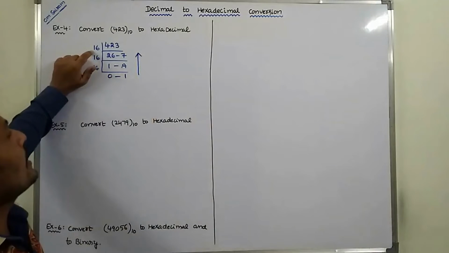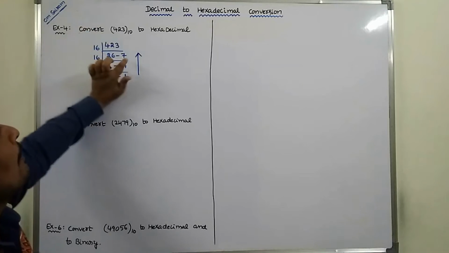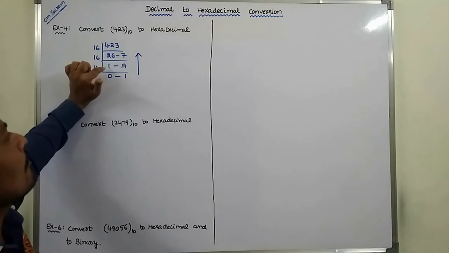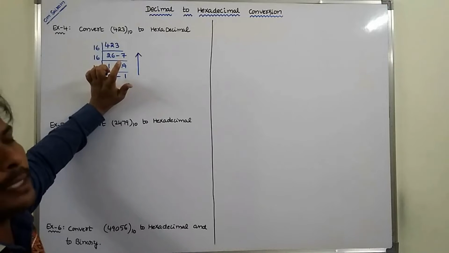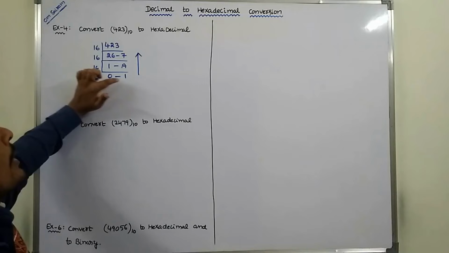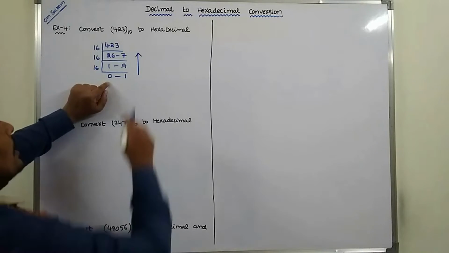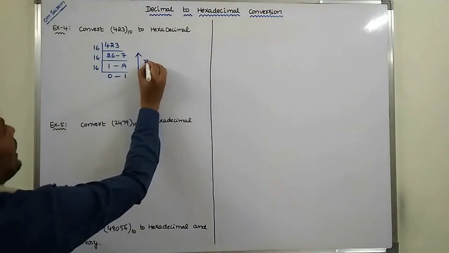Here 16 divides 423 26 times, the remainder is 7. 16 divides 26 one time, the remainder is 10. 10 can be written as capital A in the hexadecimal number system. 16 divides 1 0 times, the remainder is 1. Once the quotient is 0, now these remainders can be written.